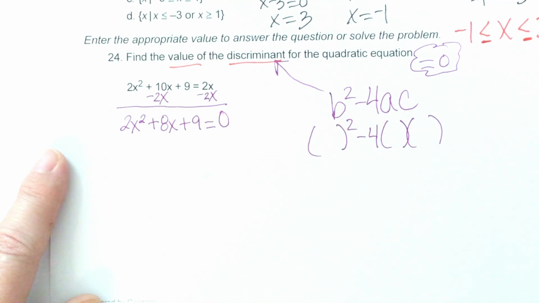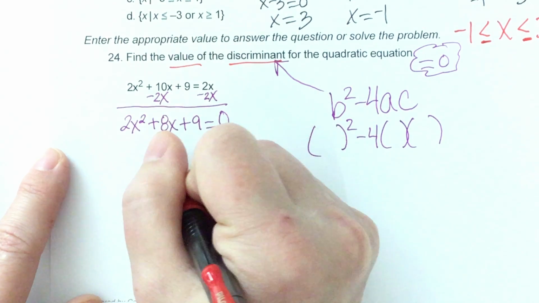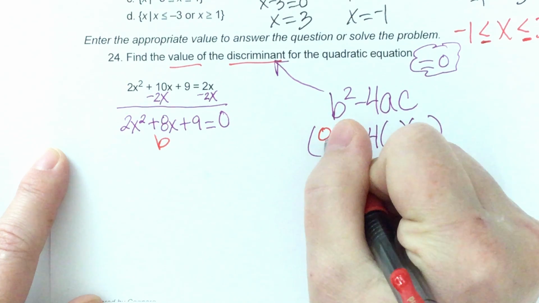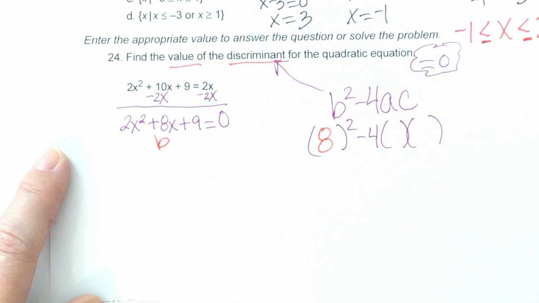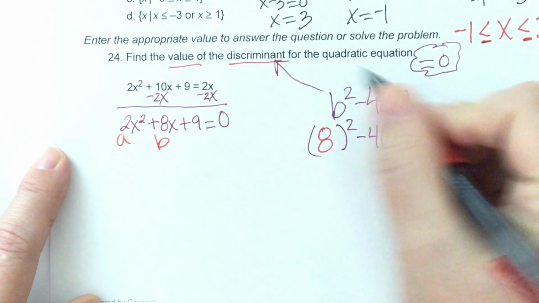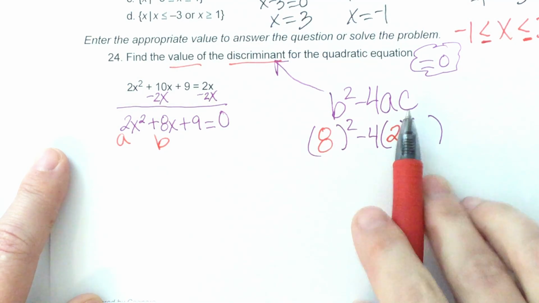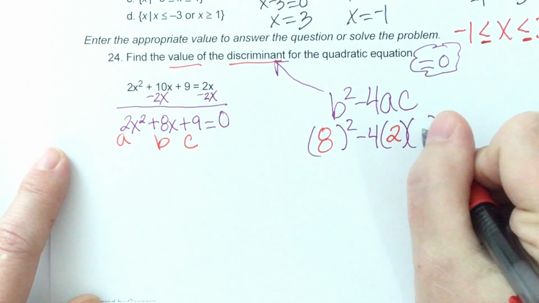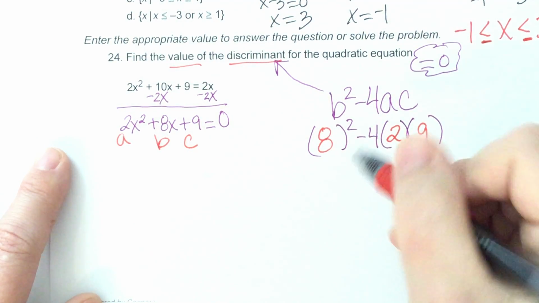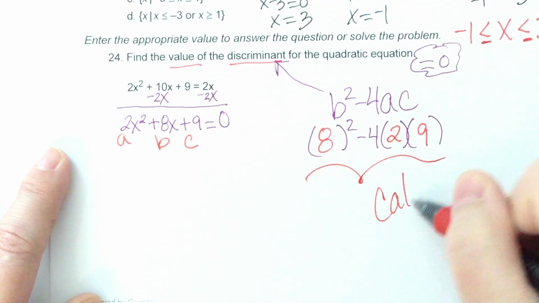So who is b? B is 8. That's the number in front of the x. Who is a? A is 2. That's the number in front of the x squared. Who is c? C is the constant. It's 9. Okay, let's just put this into our calculator.